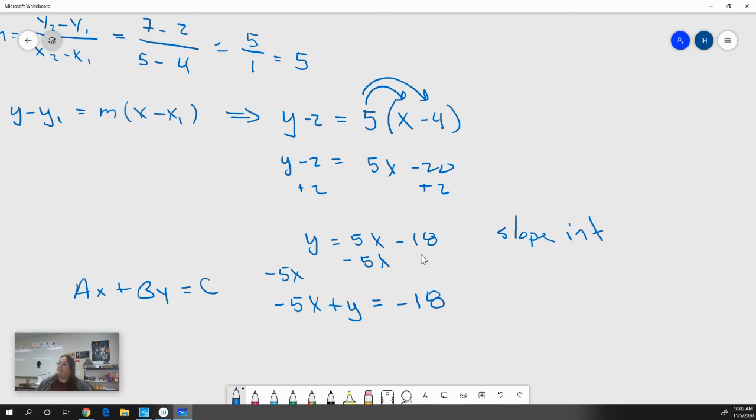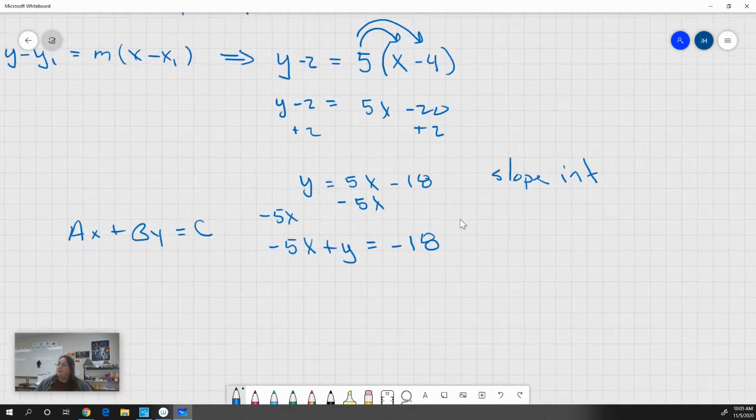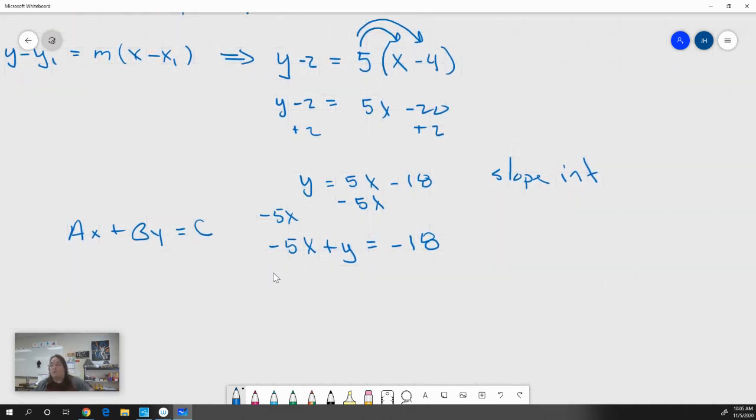And I would love to say that that is perfect, but our a has to be greater than or equal to 1. I don't know why. It's the rule, y doesn't have to be positive, but for some reason x does. So if I multiply everything by negative 1, it just changes the sign of everything. So I wind up with 5x minus y equals 18. And that is our standard form.